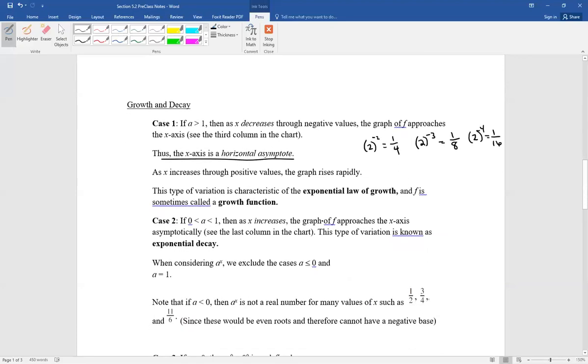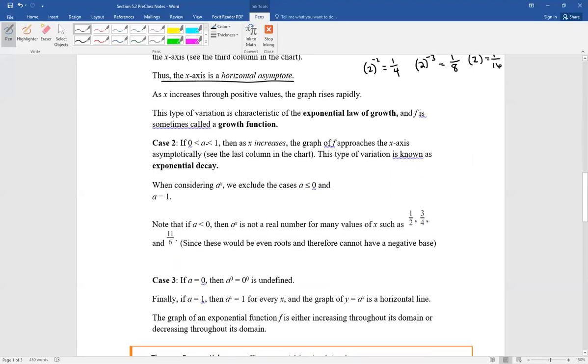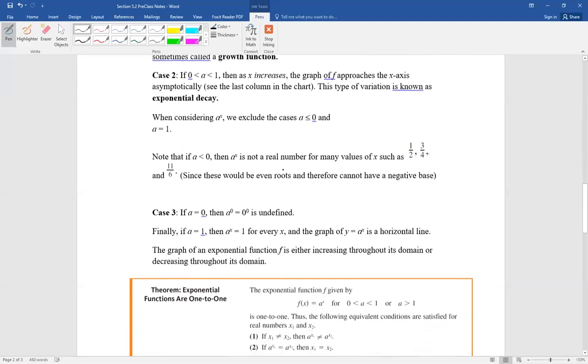And then again, you can talk about it the other direction: if you're between 0 and 1, then as the x increases, the graph is approaching the x-axis. That means that as we go from left to right, we're going to the x-axis on the right side. So that's the decay function.